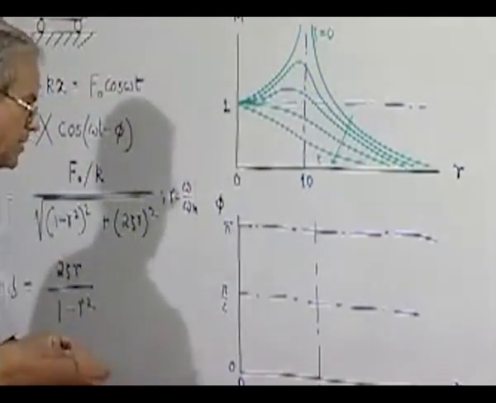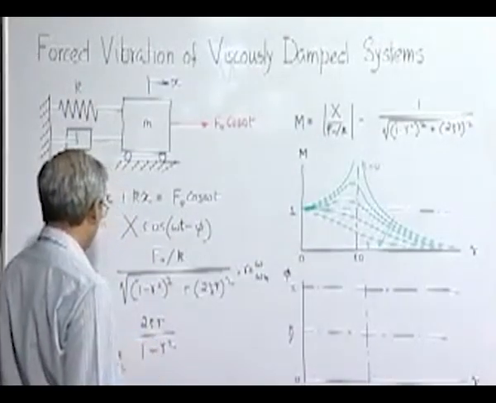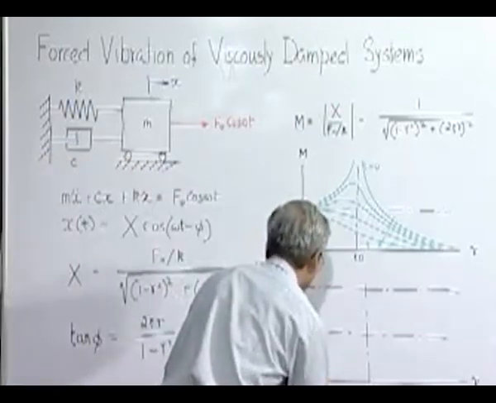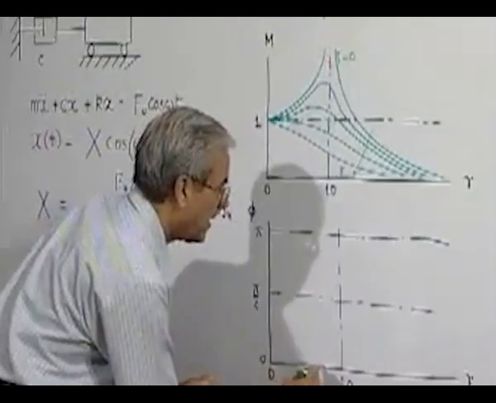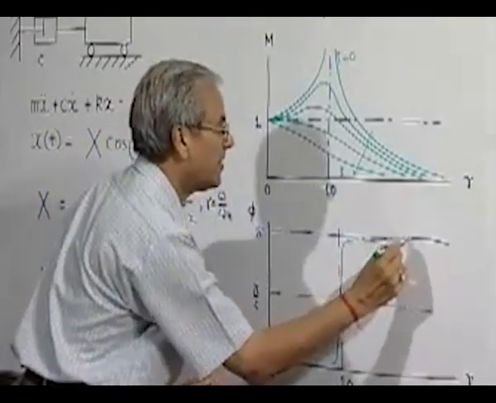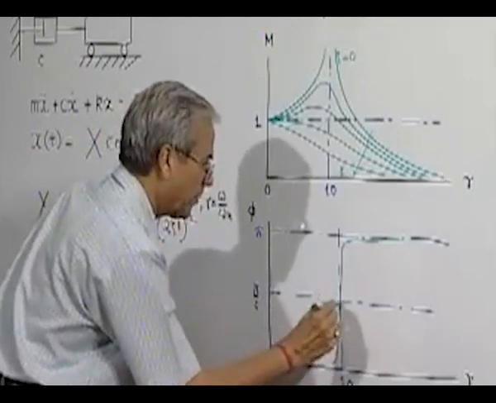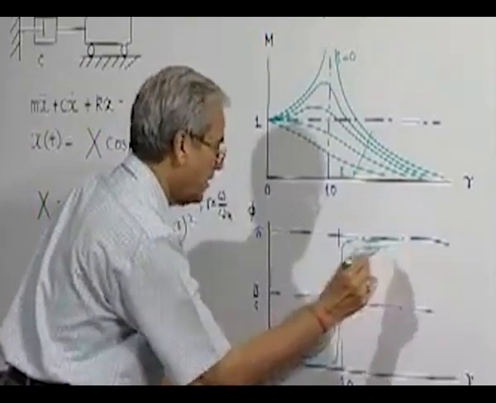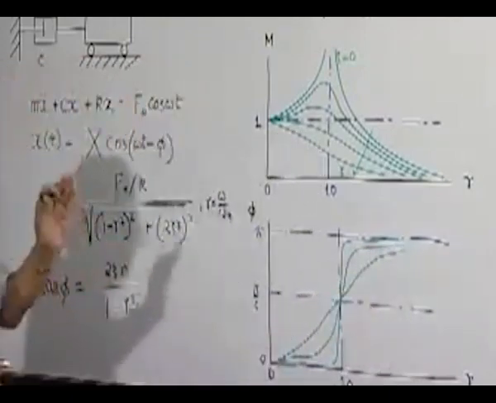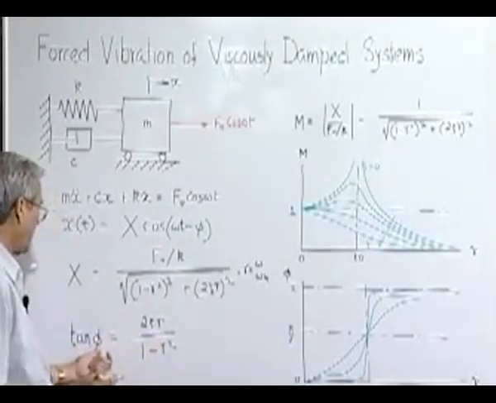the phase difference also starts at r is equal to 0, it is equal to 0, that means phi is 0. So, irrespective of the value of zeta, phi will increase, become equal to 90 degree at r is equal to 1, and asymptotically approach the value pi, because when r is equal to 0, this is 0, phi is 0.